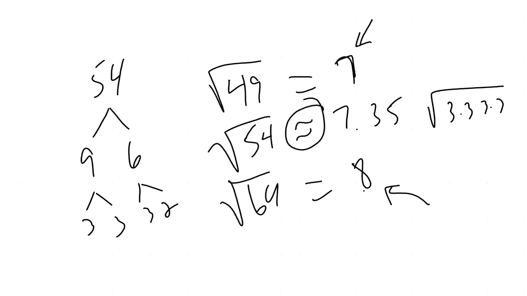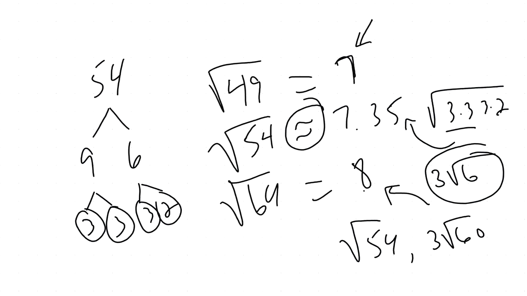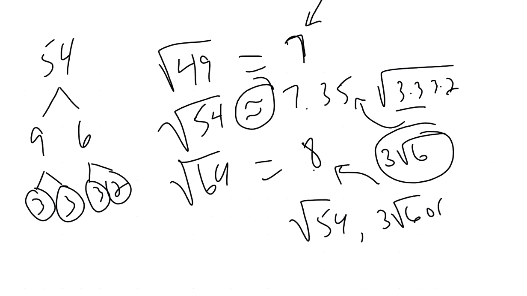So watch what I've done here. I went prime factorization. 9 times 6 is 54, and 3 times 3 times 3 times 2. Anytime it appears twice, it can come out once. So these two threes come out one time. You have a 3 and 2 left over. So this radical 54 can be expressed two ways. It can be reduced to 3 radical 6, or as an irrational number, 7.35 rounded to the hundredths place.